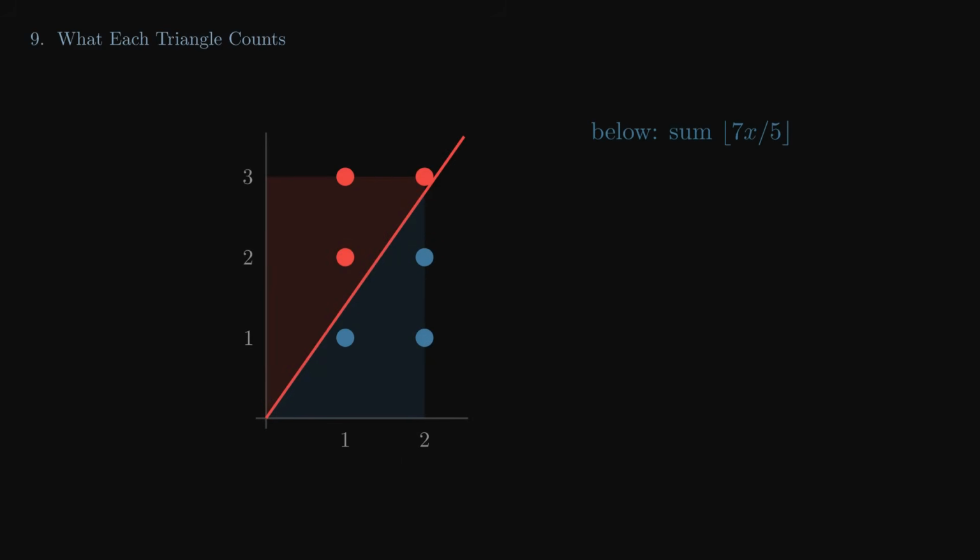In the first column, the line has risen to a height of 1 2/5, so only the dot at height 1 sits below it, that is 1 dot. In the second column, the line has risen to 2 4/5, so the dots at heights 1 and 2 are below it, 2 dots. 1 plus 2 is 3, but 1 and 2 are exactly the round downs we computed earlier, the round down of 7/5 and of 14/5. The lower triangle is literally counting the sum of round downs for 7 mod 5.